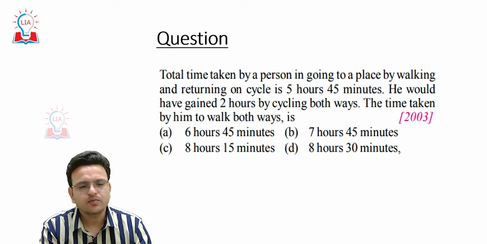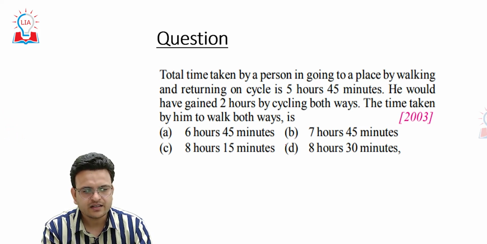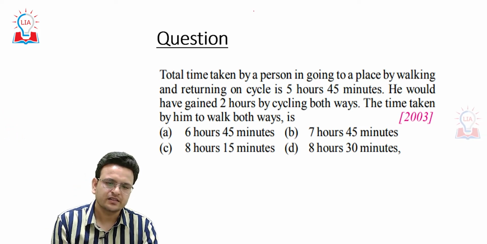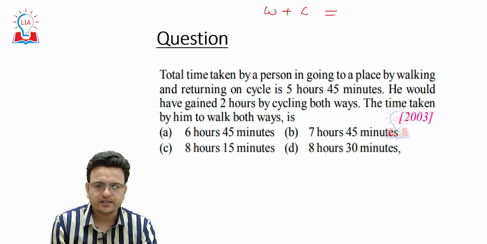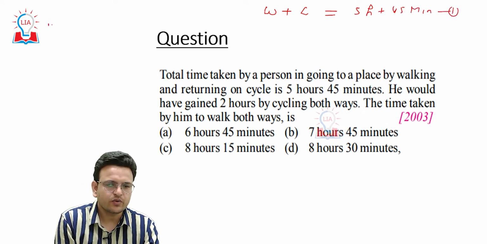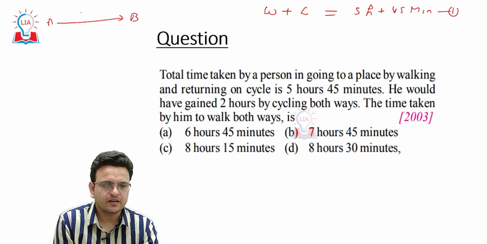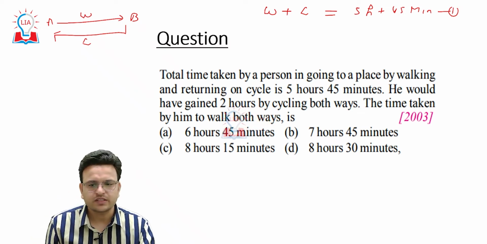Now come to one more question. The total time taken by a person going to a place by walking and returning on a cycle is 5 hours 45 minutes. Like, a person is going on foot and coming back by cycle, and how much time is that person taking? It is taking 5 hours plus 45 minutes. Equation 1: the person goes from place A to place B by walk and comes back to A by cycle. So how much time has the person taken? 5 hours plus 45 minutes.